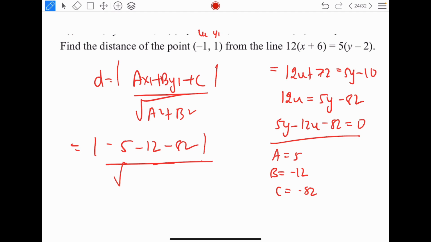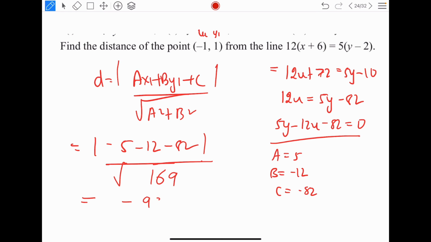What is a square? 25, b square is 12 square, 144. So this is going to be 169. 25 plus 144 is 169. Root 169 is 13. Minus 5 minus 12 minus 82. Minus 12 minus 82 will be minus 94. Minus 5 is minus 99.